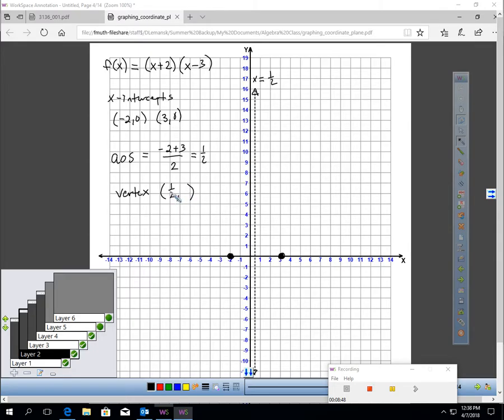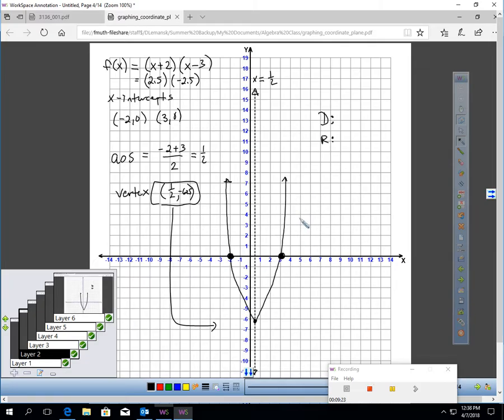Okay, it's easy to figure out y. Take 1/2, plug it in for x, and figure out y. So I'm going to do that. If I plug a half in here, I get half plus 2 is 2 1/2. If I plug a half in here, half minus 3 is negative 2 1/2. And if I multiply those together, I get negative 6 1/4. So there's my vertex, and you can see I graphed it down here. Can you see my parabola? I just have to graph it, and there you go.